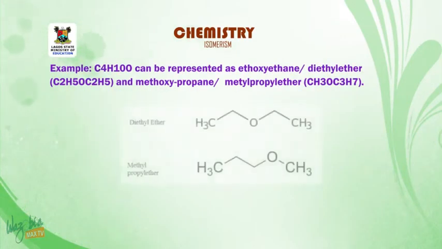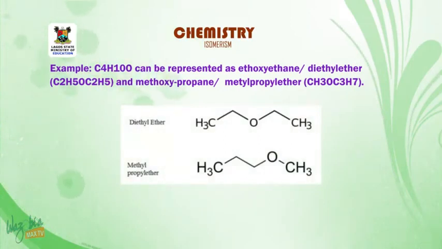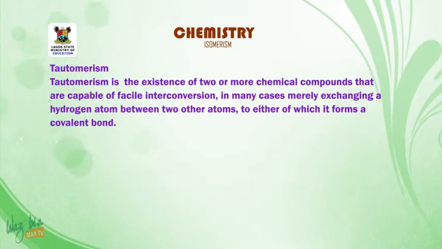An example is found in C4H10O, which is represented as ethoxyethane or diethyl ether. Diethyl ether could also be C2H5OC2H5, that is diethyl ether. And we can also have it as methoxypropane, or methylpropyl ether, that's CH3OC3H7. Now we move on to tautomerism.